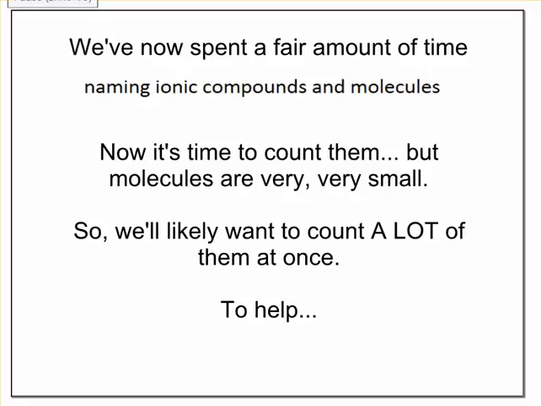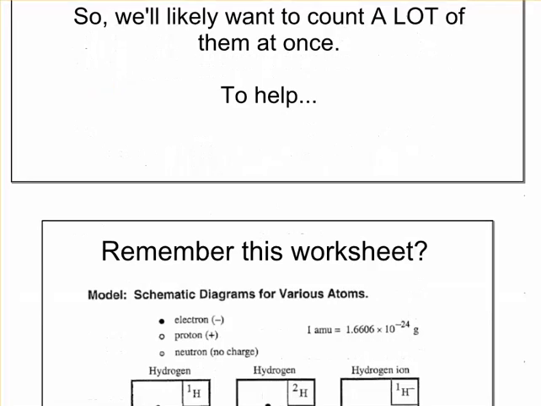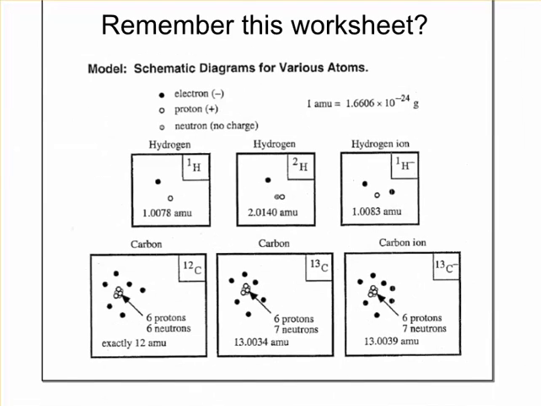We've now spent a fair amount of time naming ionic compounds and molecules, but now it's time to count them. The thing is, molecules are very, very small, so we're likely going to want to count a lot of them all at once. To help us, do you remember this worksheet from earlier in the year?